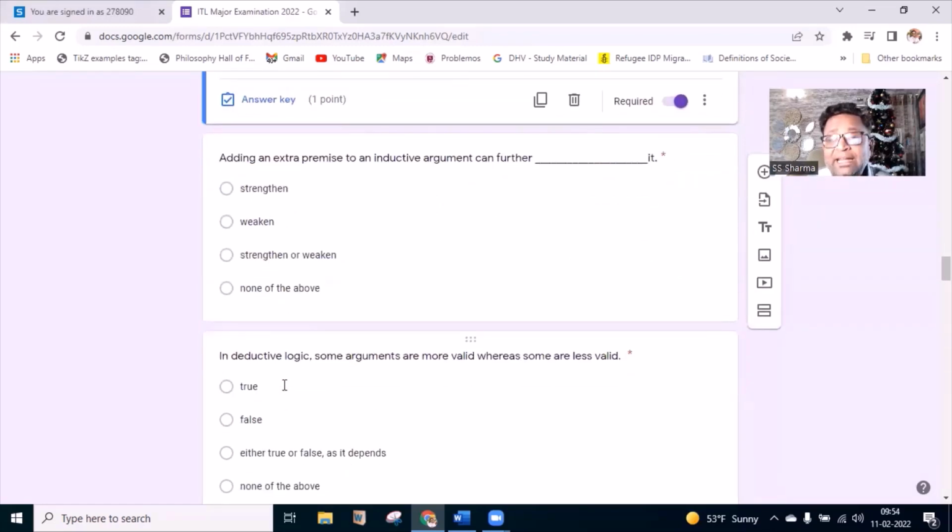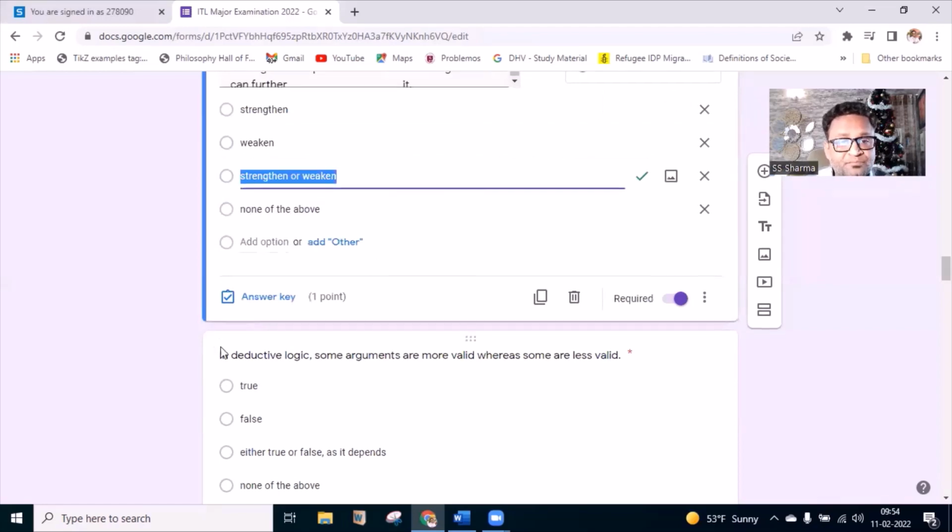Next question: adding an extra premise to an inductive argument. Now, you know what inductive arguments are. They are strong or weak, right? So it can either strengthen or weaken it, because for inductive arguments there is no concept of validity or invalidity. But if it is an inductive argument and you add another premise, it can change its strength. So it can either strengthen or weaken the argument. So the answer was this one.